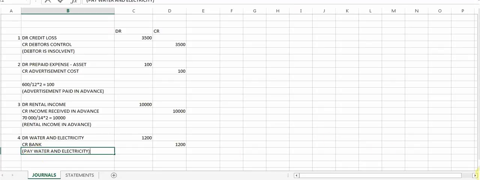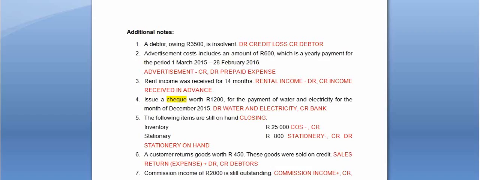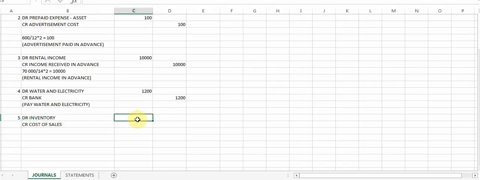Right, we are now at number 5. For number 5, there are 2 entries. So it was closing inventories. They say it's still on hand. So for inventory, what did we say there? We made a note and said cost of sales should become lesser with a credit entry. So I'm going to say credit entry cost of sales. The debit entry for cost of sales is always inventory. And that amount is 25,000 Rand given to me there.